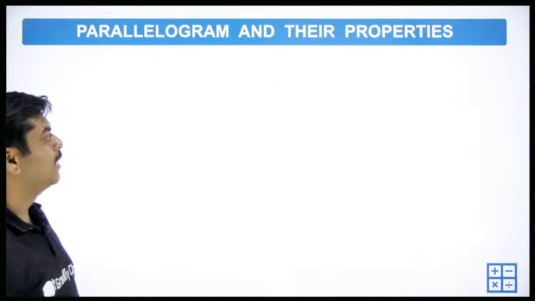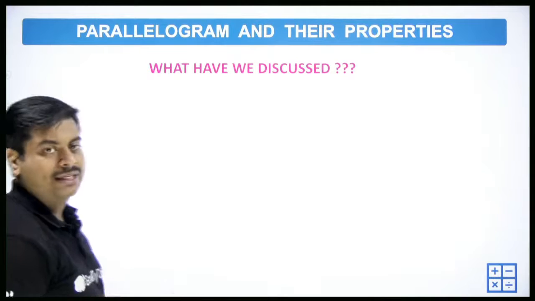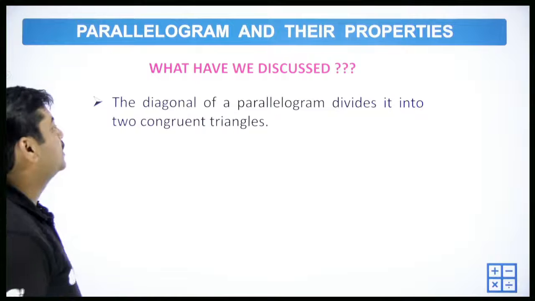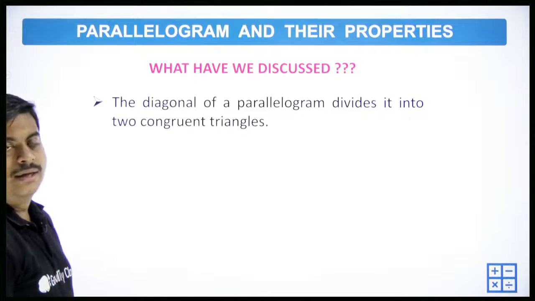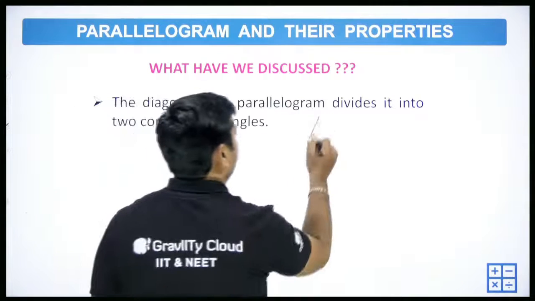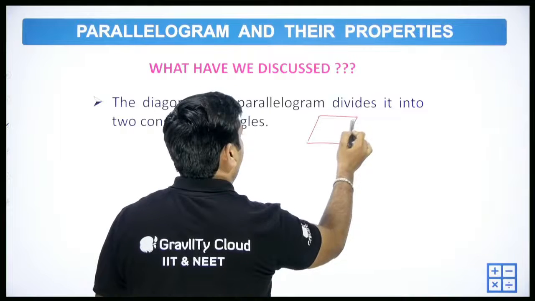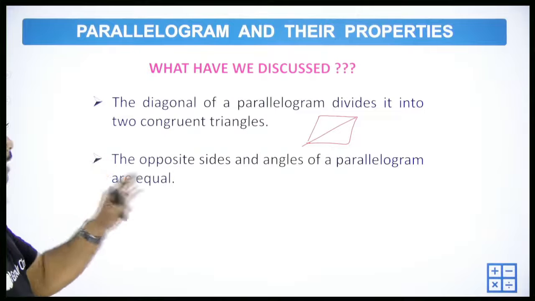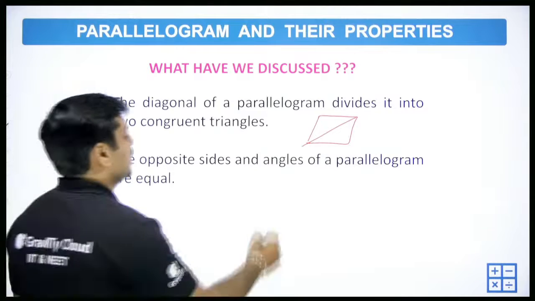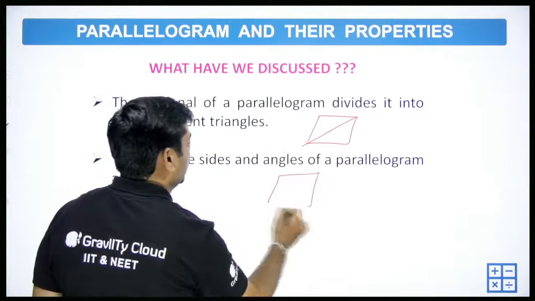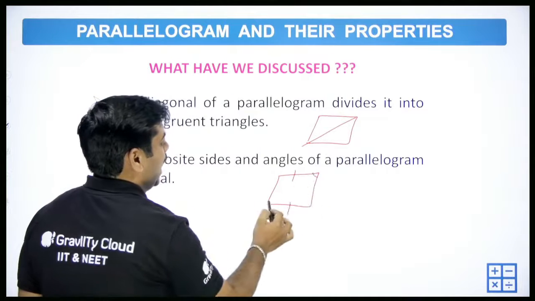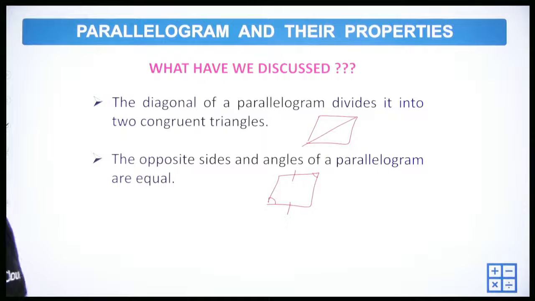So after that we have a couple of more relations. What have we discussed? Let's try to understand this one. The diagonal of a parallelogram divides it into two congruent triangles. Next one, the opposite sides and angles of a parallelogram are equal. So this side and this side are equal, and opposite angles are also equal, right?